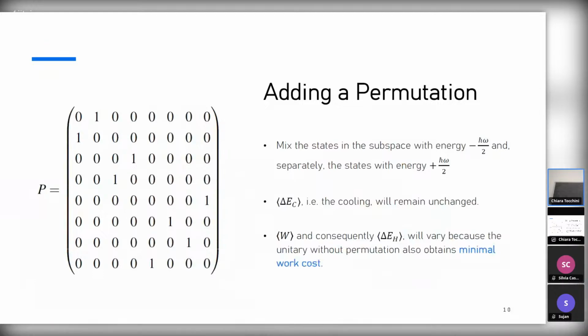Then we see how adding a general permutation after the unitary affects the cooling and the work.